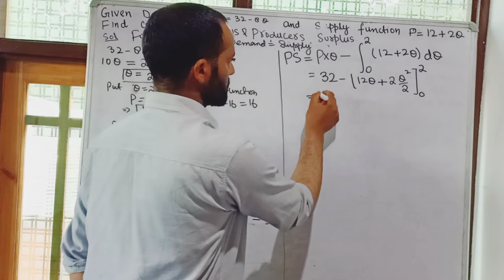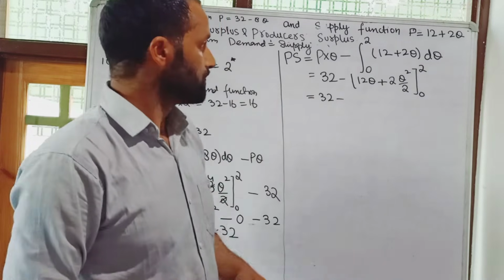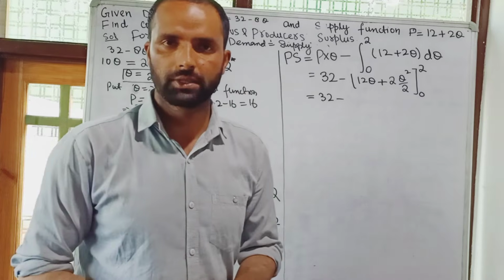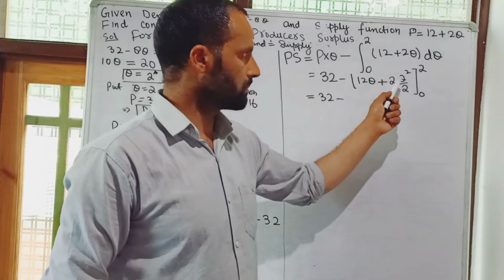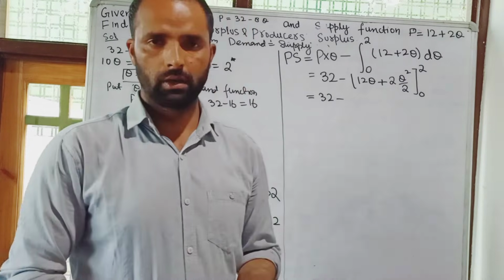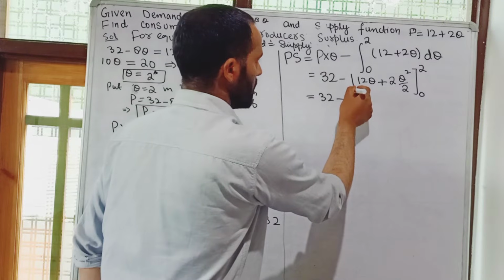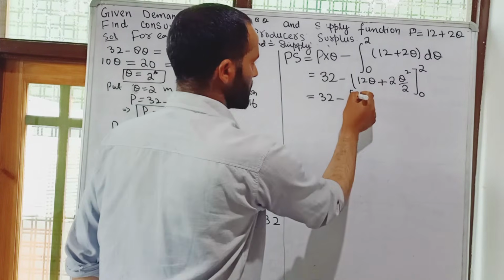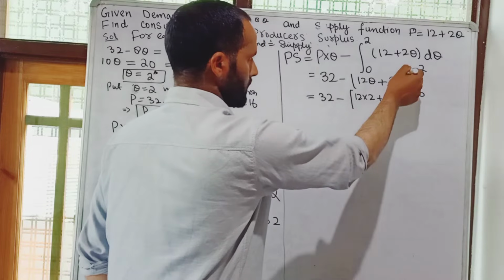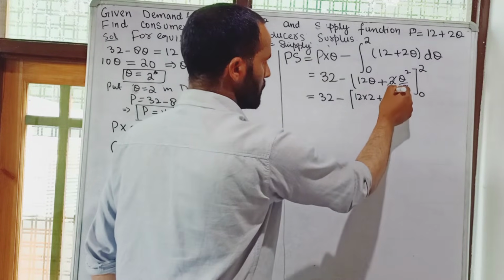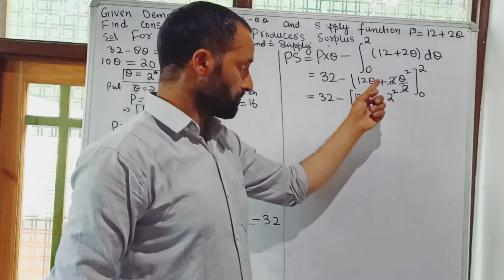Now this will become 32 minus, now this 2 and 2 will get cancelled. Now we have to evaluate these terms first from the upper limit and then subtract the same terms but inserting 0 in place of the q. That is, we will evaluate first at the upper limit, that is 2. So in place of q, I will write 2, that is 12 into 2 plus, now this 2 and 2 will get cancelled out. Here this is q square, that is 2 square.